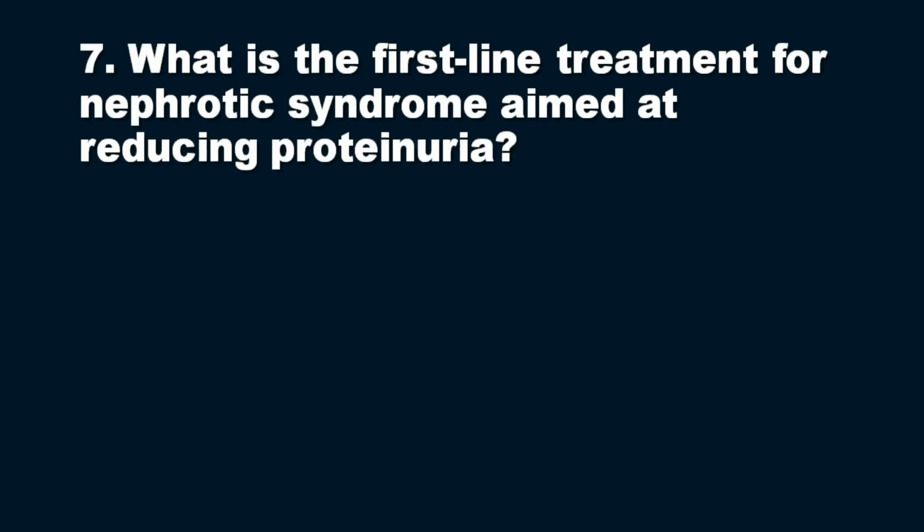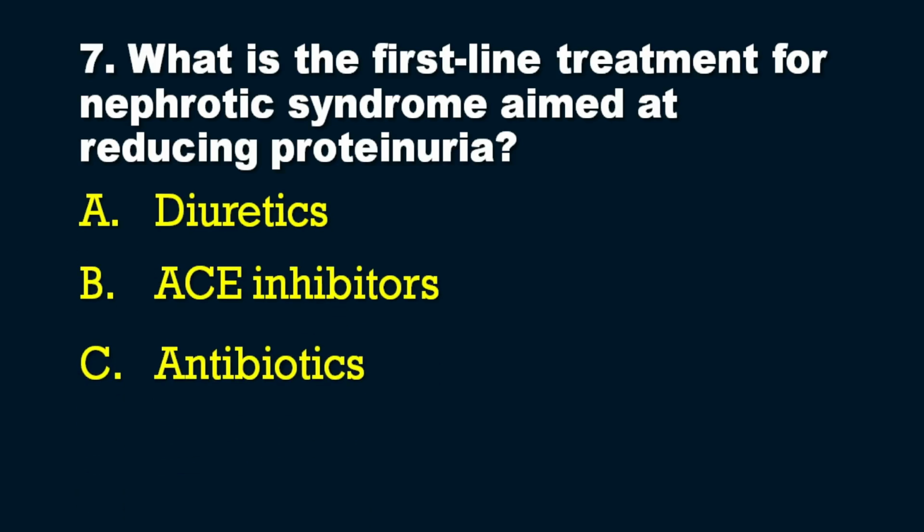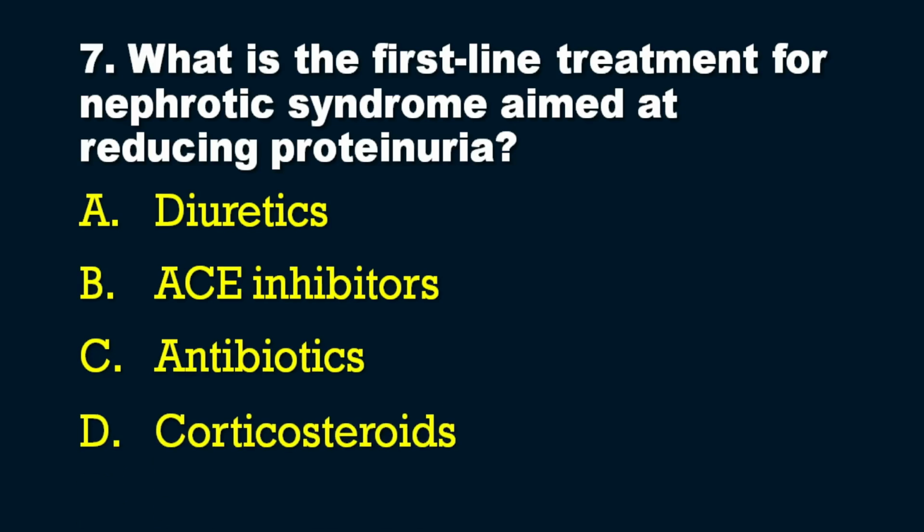We will move on to the seventh question in our series. What is the first line treatment for nephrotic syndrome aimed at reducing the proteinuria? Two points you have to take from this question: the first is nephrotic syndrome first line treatment, and the second is that it should aim at reducing the proteinuria. So which is the drug, which is the management? The options are option A, diuretics; option B, ACE inhibitors; option C, antibiotics; and option D, corticosteroids. Think about nephrotic syndrome, and one symptom is already given in the question, that is proteinuria. So what is the answer?